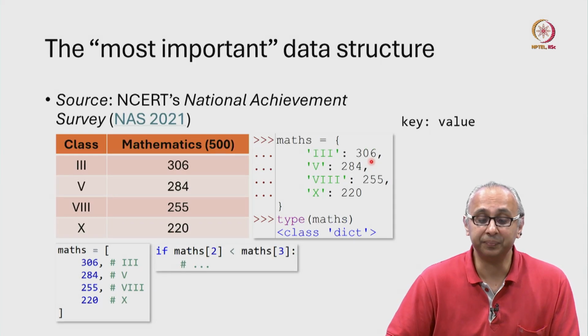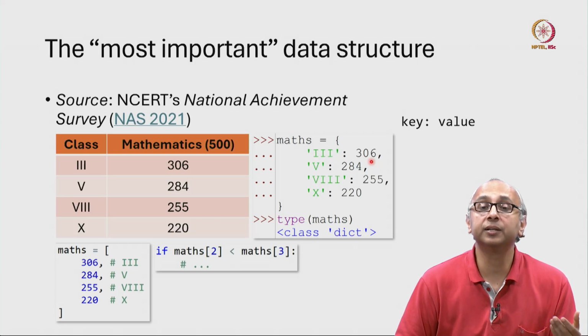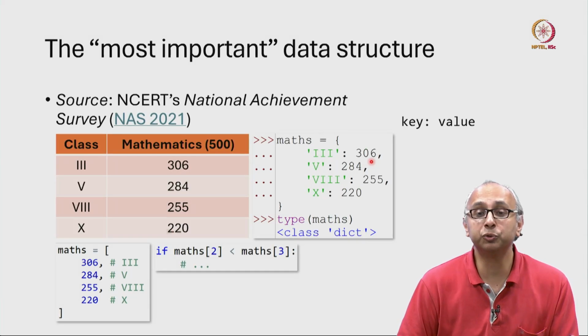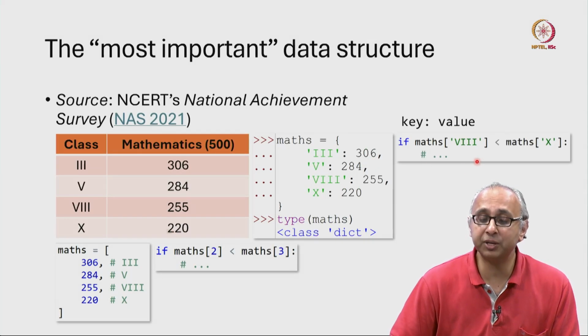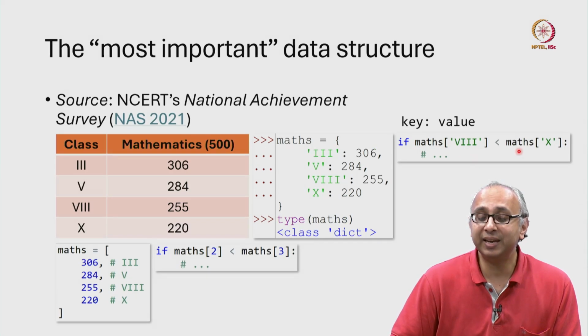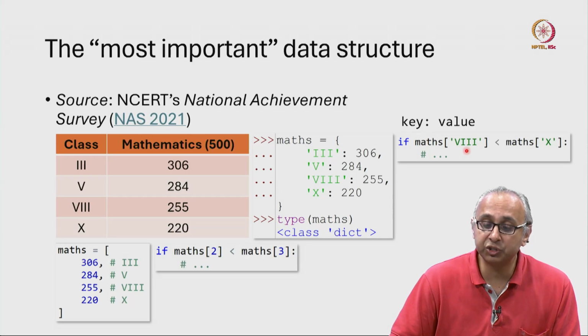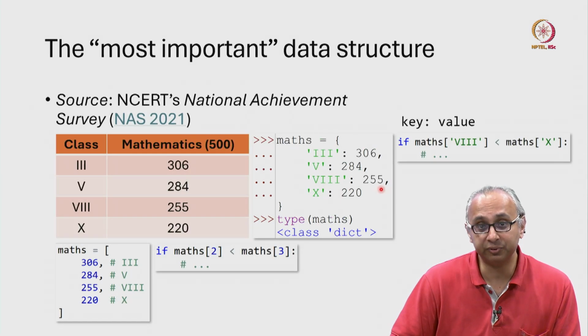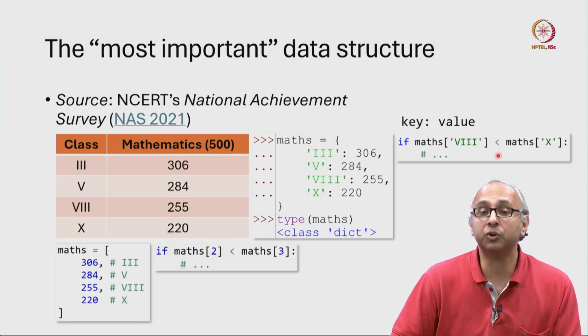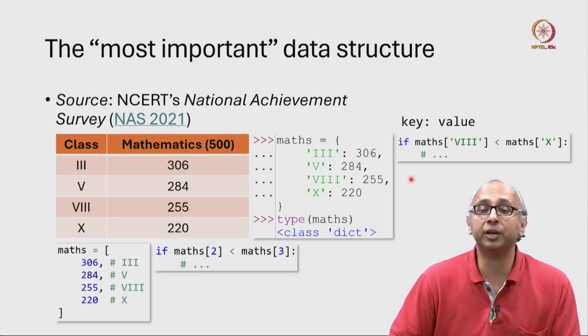Now, when I write the code to compare two grades, that code is suddenly much easier to read. I'm comparing if the math score for class 8 is less than the math score for class 10. This will look up in this dictionary what is the value associated with the key 8, and the value associated with the key 8 is 255, and the value associated with the key 10 is 220. So this statement will not be true, and we will avoid this if condition.